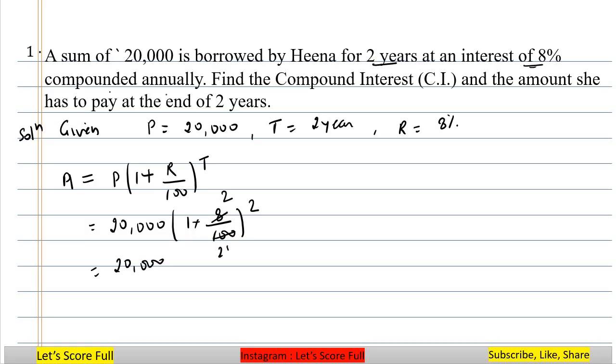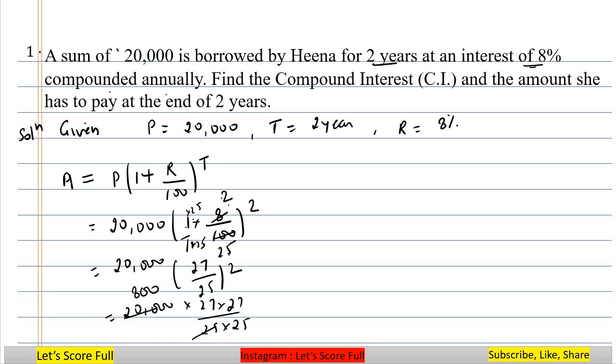4 2s are 8, 4 5s are 20. When I take LCM 25, here I need to multiply 25 to make the denominator equal. 25 plus 2, that is 27 divided by 25 is square. When you will solve this, you will get something 20,000, 27 into 27, 25 into 25. So you can do the cutting. 25 ones are 25 and 25 eights are 200, that is 800. Then further you can do the cutting and you will get answer 3328.